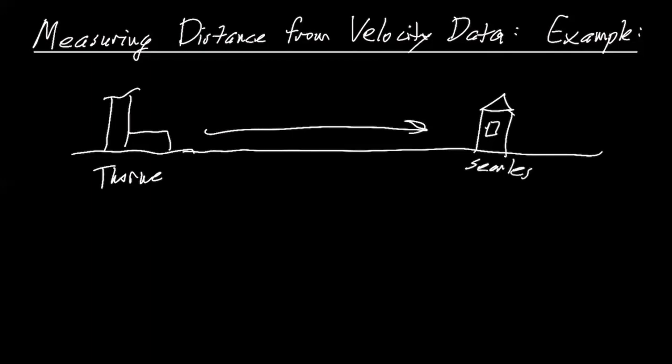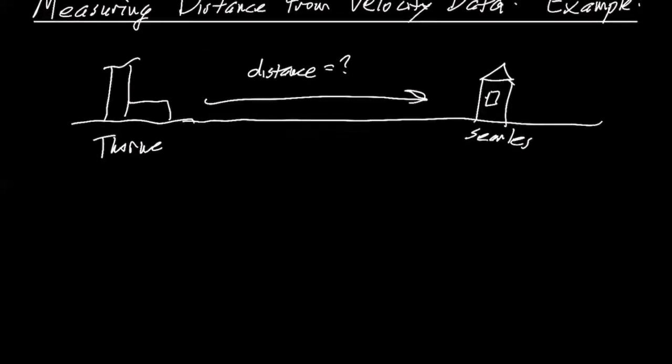And suppose somehow you're carrying a speedometer with you. It's a very contrived situation. And you want to measure how fast you're going at different moments, and then try to use that to estimate the distance. So the distance is sort of unknown. But let's try to measure your distance.